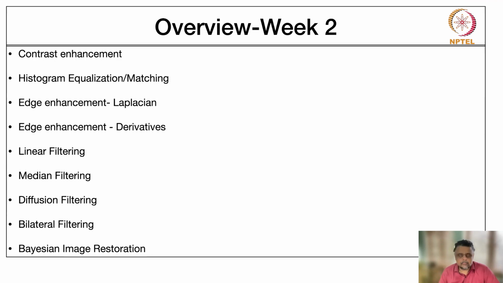Okay. The last topic is Bayesian image restoration, which is again a probabilistic technique for removing noise from images, where we actually propose probabilistic models for the image as well as for the noise, and then do this Bayesian image restoration.